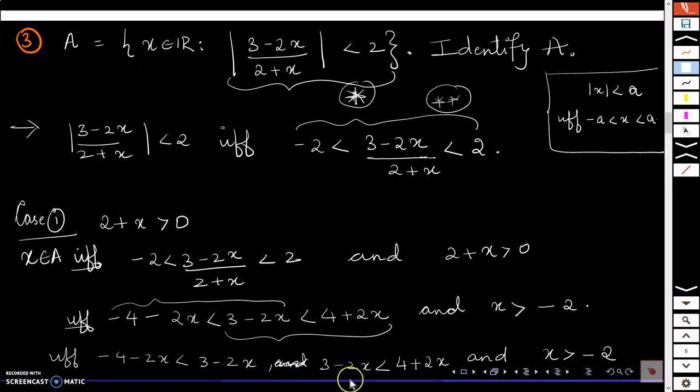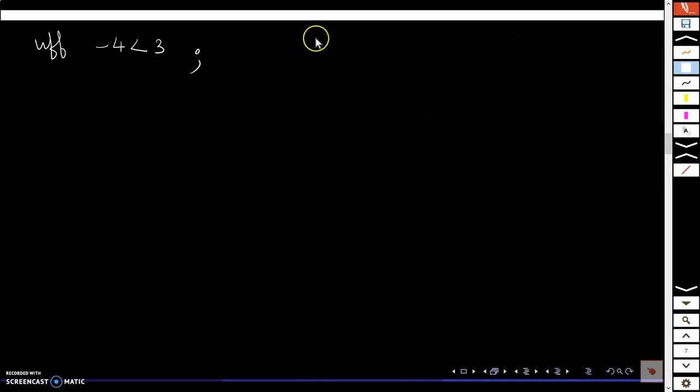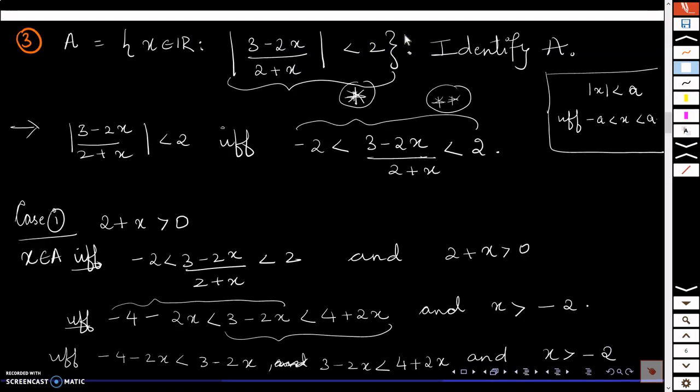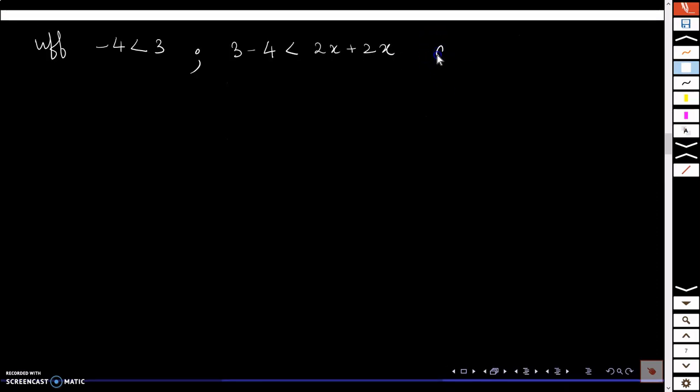What is the second condition? 3 minus 2x is less than 4 plus 2x. So if I transfer this 2x this side, I'll have 4x and 3 minus 4 on this side. So 3 minus 4 is strictly less than 2x plus 2x. I hope that's correct. Yeah, 3 minus 4 is strictly less than 2x plus 2x, and along with this, x must be bigger than minus 2. Now, if you see the first condition, it says minus 4 is less than 3.